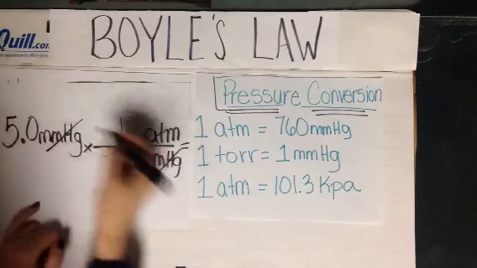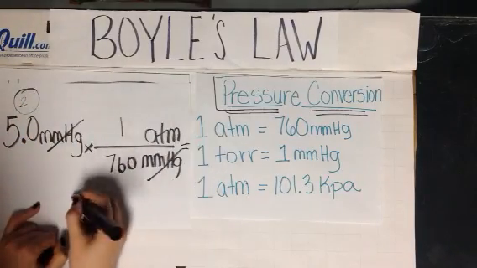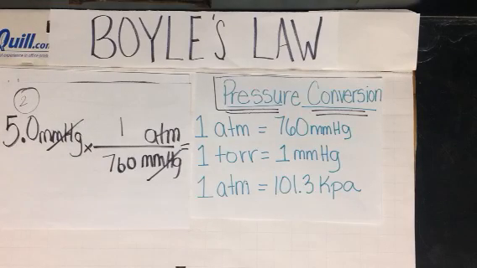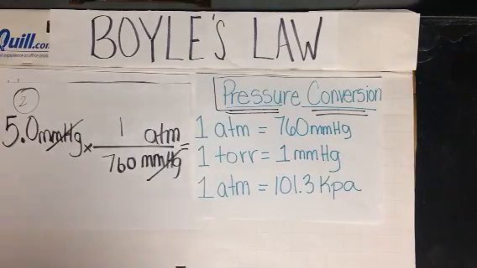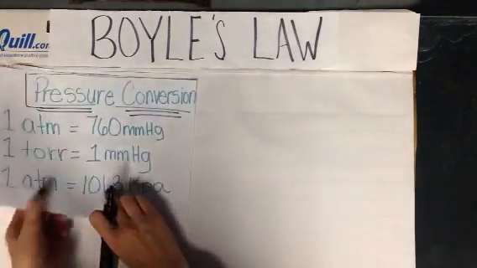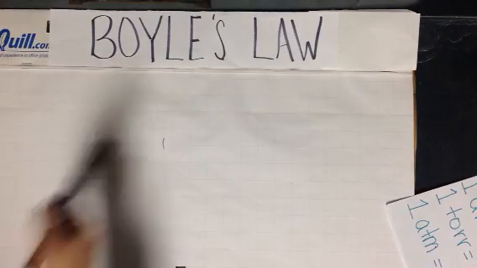And remember, always look at the beginning for your sig figs. Your given had 2 sig figs here, so when you solve, your answer should have 2 sig figs. Remember, this is the time where you want to pull out your calculator and solve. Put that answer down. Okay, well, let's now dive into Boyle's law.